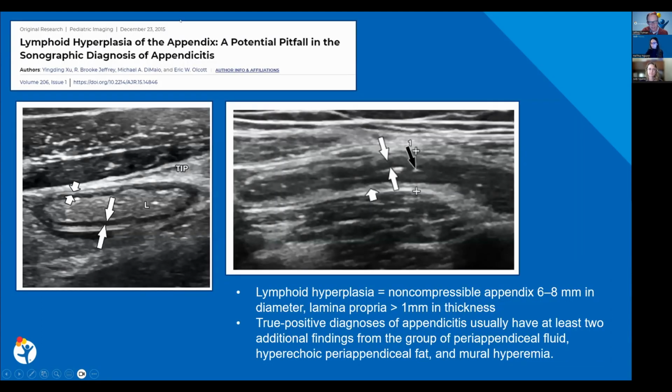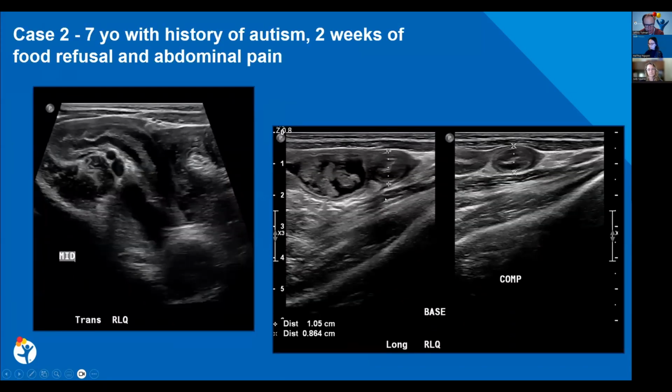So main teaching point in this case, I think, is just to be familiar with this idea of lymphoid hyperplasia. So this is from a nice article that was published a few years back. So this is the normal appendix. The main thing that these two arrows are showing here is that lamina propria layer. So this hypoechoic layer is representing the lamina propria. So with lymphoid hyperplasia, that particular layer gets very thick. So if I go back to our case, we can see that the lamina propria, again, being this hypoechoic layer, here gets very thickened with lymphoid hyperplasia.